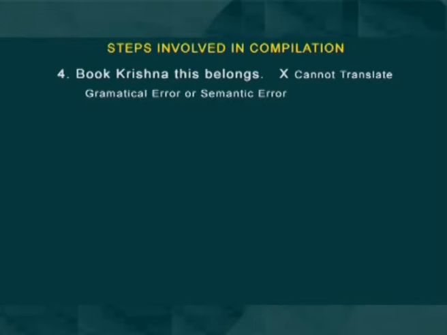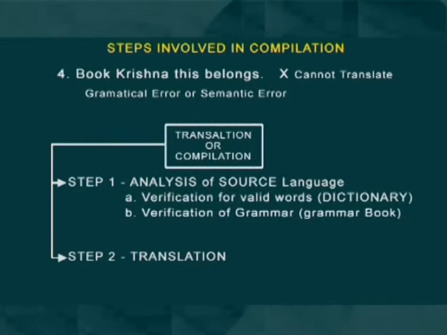So from this I was able to summarize the entire translation process into two steps. Step one is the analysis of the source language. The analysis of the source language again consists of two parts. One is verification of valid words. For the verification of valid words, the translator is using a tool called a dictionary without meaning. The next one is the verification of grammar. For the verification of grammar, the translator is using a tool called the grammar book.